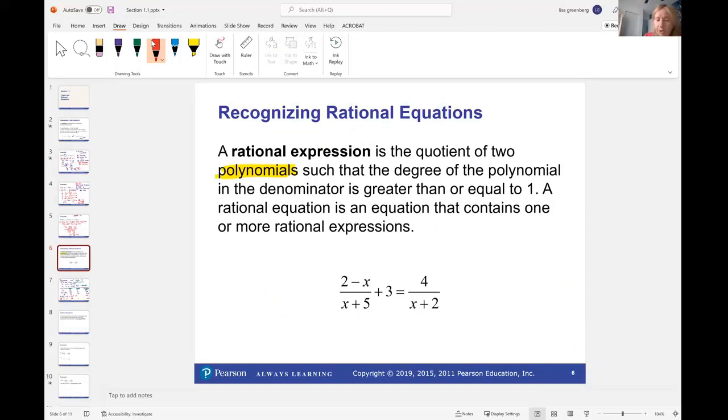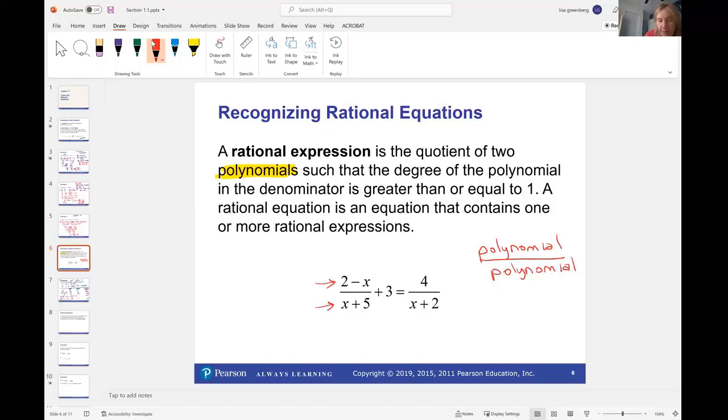Now that we know what a polynomial is, a rational expression basically is a polynomial over a polynomial. So if I look at this, I look at 2 minus x, well, that's a polynomial. x plus 5, that's a polynomial. That means that is a rational expression.